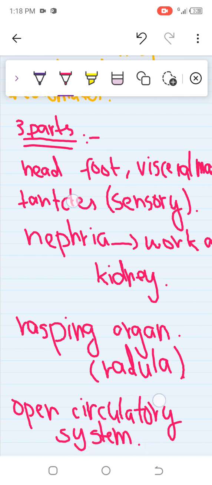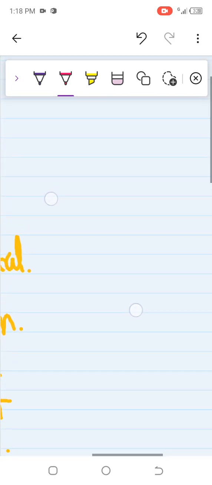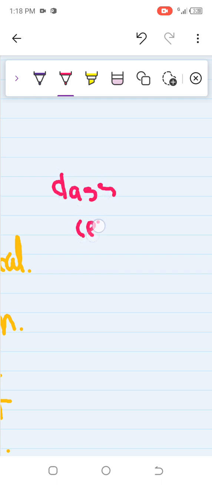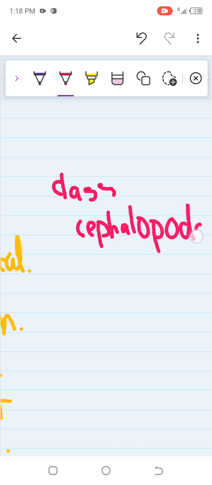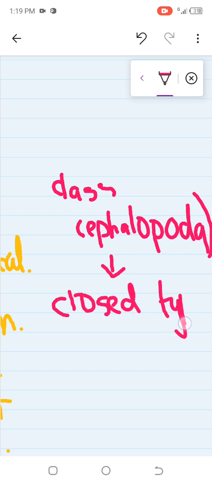They have an open circulatory system, but there is also one exception, the class Cephalopoda. This class Cephalopoda has a closed type circulatory system. All phylum Mollusca have an open type of circulatory system, but in the class Cephalopoda we have closed type circulation.